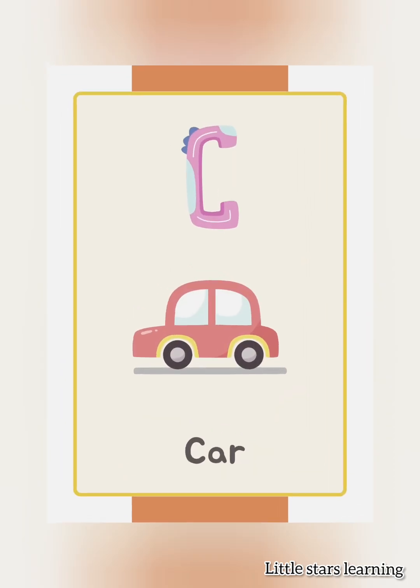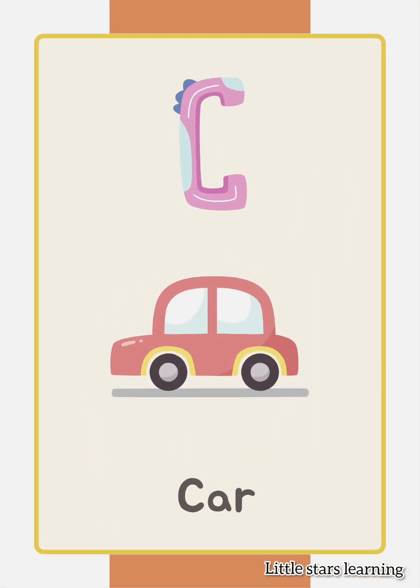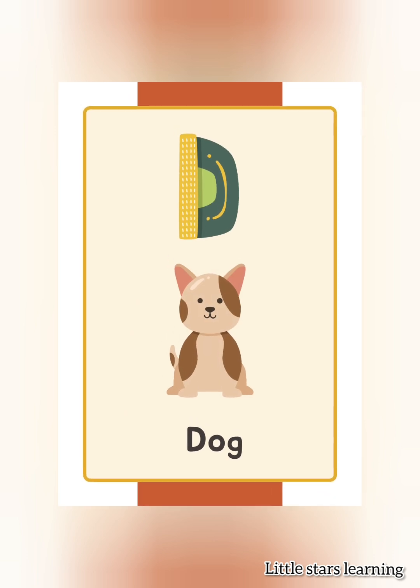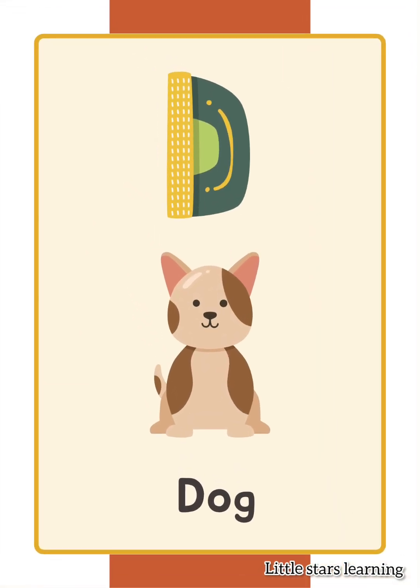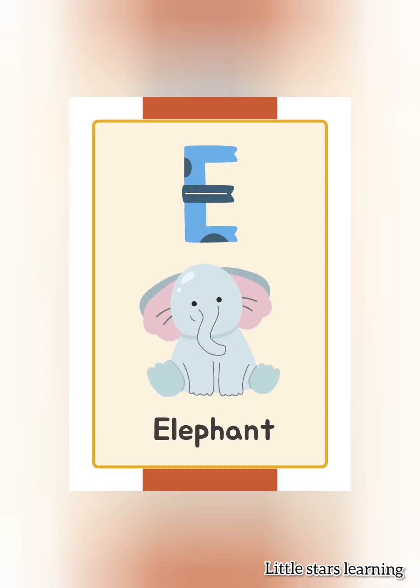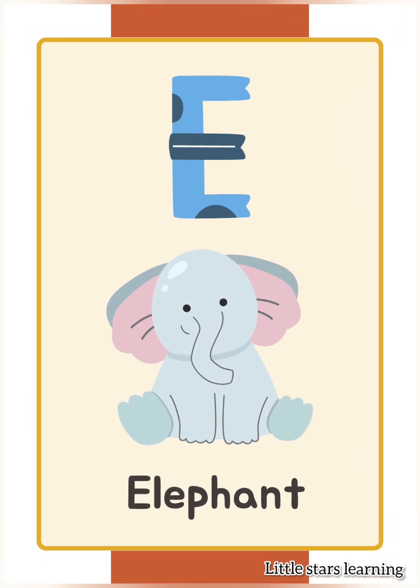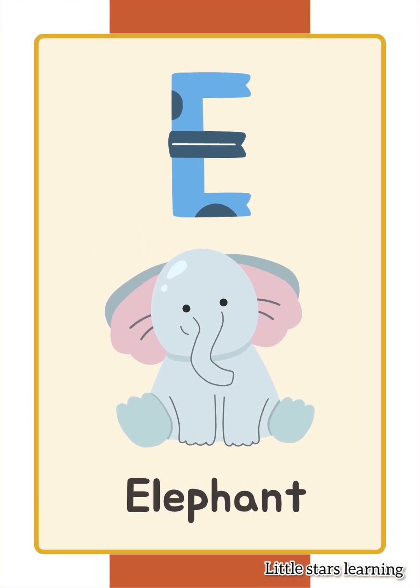C is for car, car, car. C is for car. D is for dog, dog, dog. D is for dog. E is for elephant, elephant, elephant.